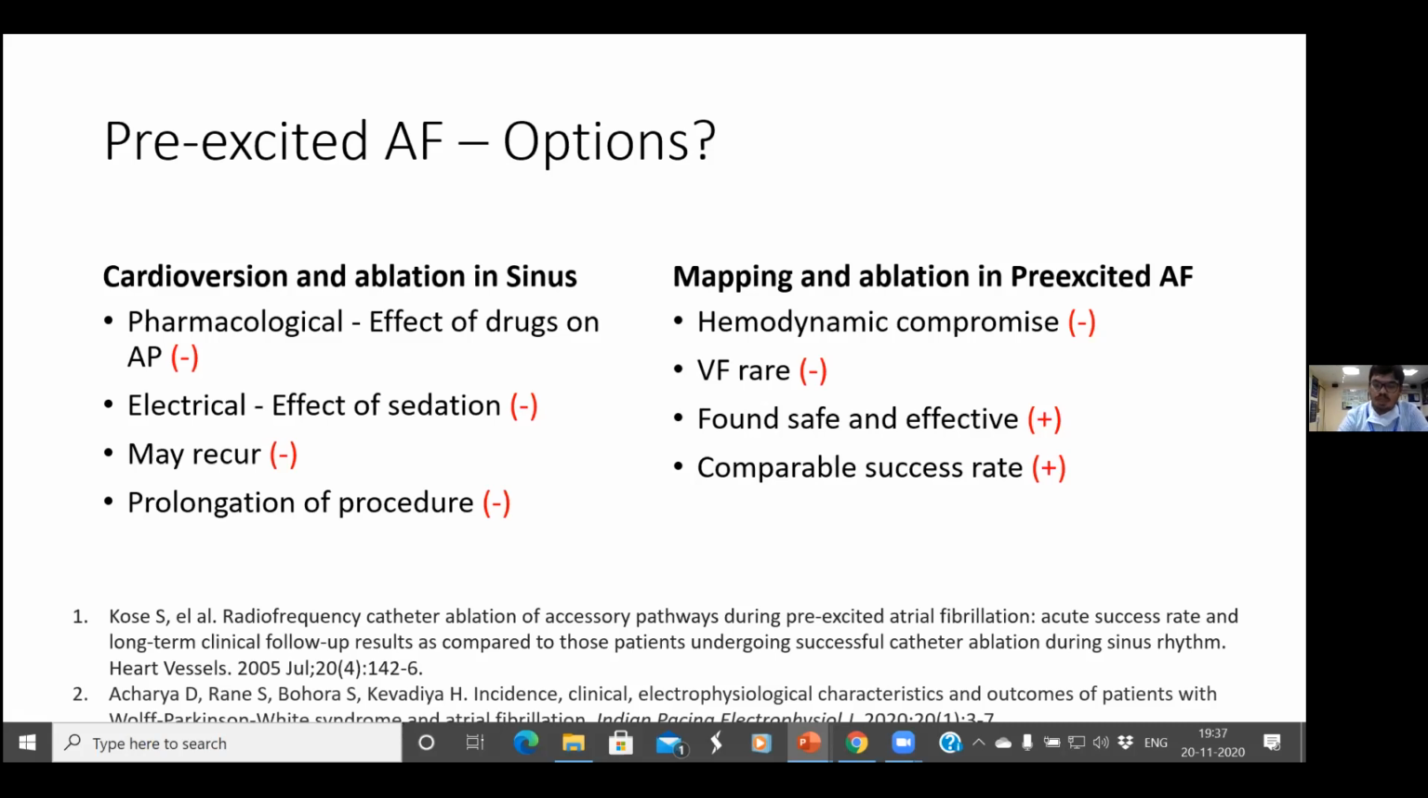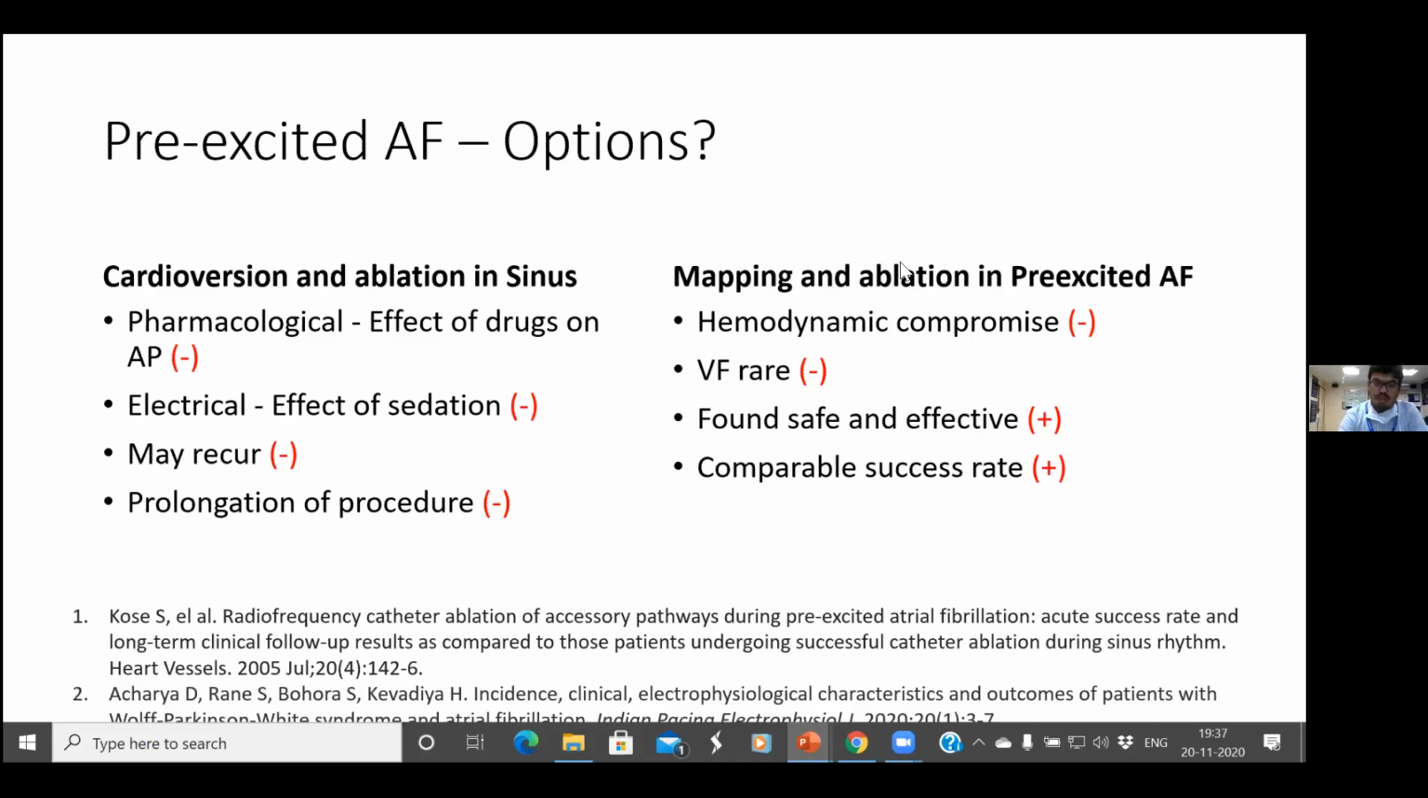So if the patient is hemodynamically stable, the major thing which we have to keep in mind whenever we are going for mapping and ablation in pre-excited AF is the hemodynamics of the patient, because pre-excited AF can lead to hemodynamic compromise in the patient.